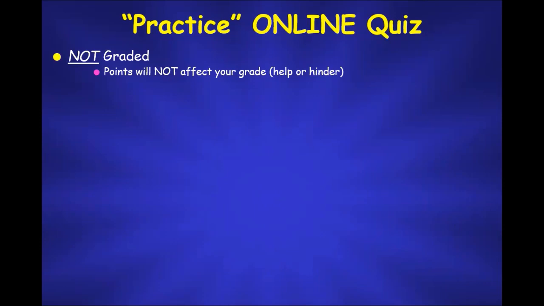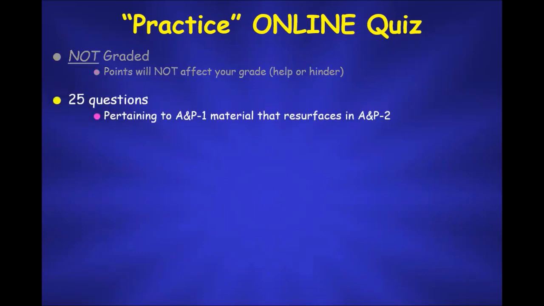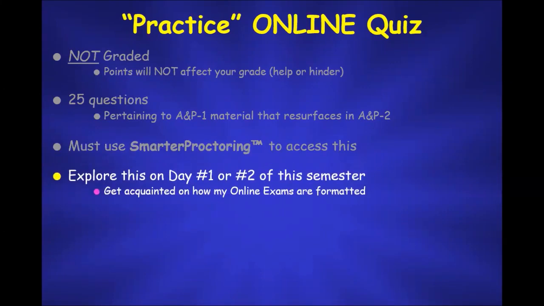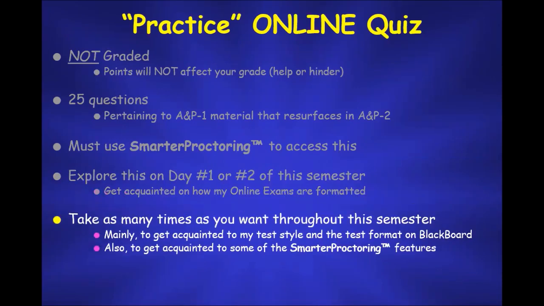There's no timing on this, and also I want you to be familiar with my testing style, how the online exam is actually done. It's going to be 25 questions pertaining to A&P one material that I guarantee is going to resurface in A&P two. So this is also something that's going to help you review this material, to see if you still remember it. Again, the way you're going to find it is going to be found in Smarter Proctoring. That's how you're going to access this quiz. Try to explore this early in the semester, maybe day one or day two, so you get better acquainted with how, again, my online exams are formatted, and you can explore a little bit of the Smarter Proctoring.